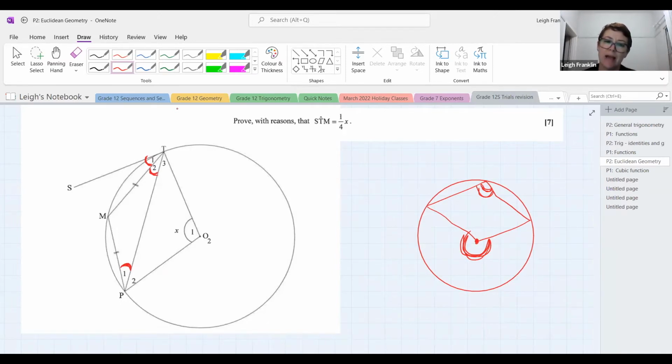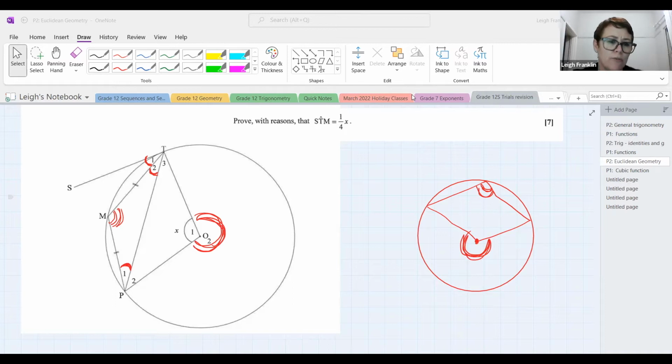So O1 is not the angle at the center. The angle at the center is actually O2. Can you all see that? So O2 is twice as big as M. Does that make sense to everybody? T1 plus T2 equals O2.